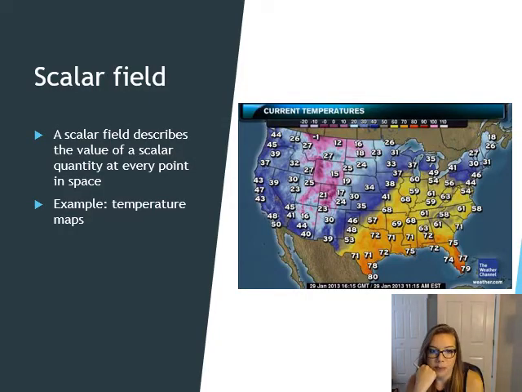So the first topic here is something we want to try to differentiate between a scalar field and a vector field. So a scalar field describes the value of a particular scalar quantity at every location in space. So the thing that makes it a field is that it's showing the value of this scalar quantity as a function of position. So here is an example as a temperature map. When you look at the Weather Channel and you see this temperature map for a particular location, a country here, you can see the value of that scalar quantity of temperature at various locations in space. So that's what makes it a field.